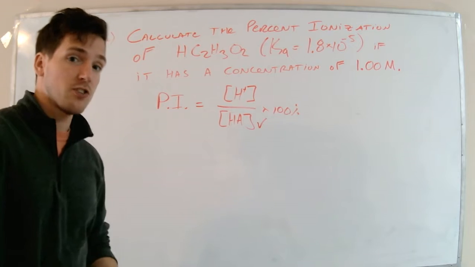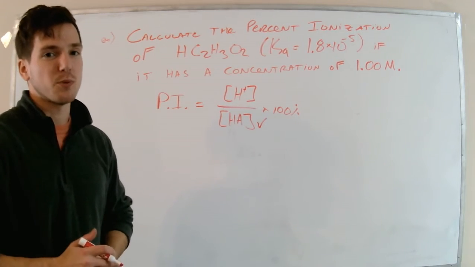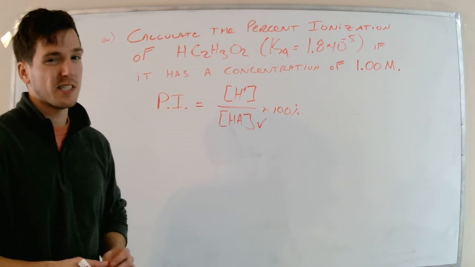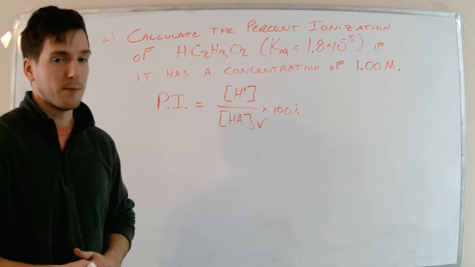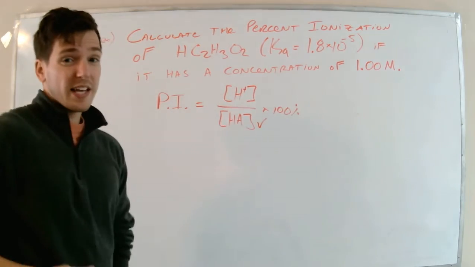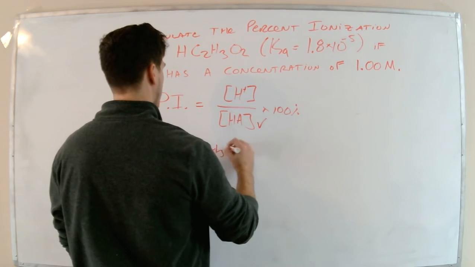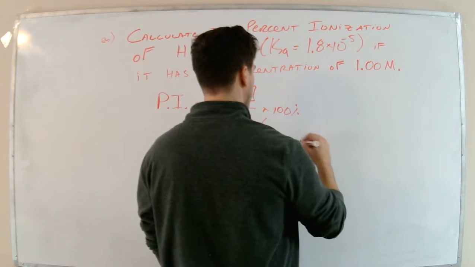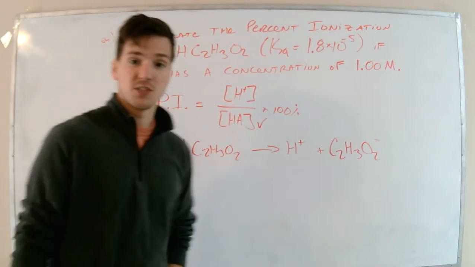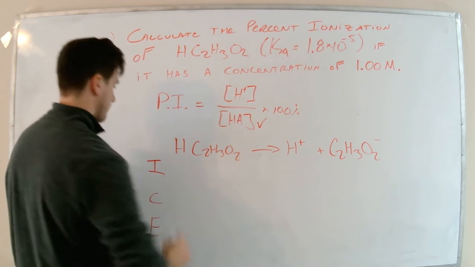If they gave us pH, that would be pretty easy. We could just take 10 to the negative pH, but they didn't give us that. The only thing they gave us was Ka. So if you think about this, whenever you see Ka, we're probably going to need to do some sort of ICE table. So let's go ahead and do an ICE table. Let's break down this acetic acid. HC2H3O2 is going to break down to H plus and acetate, ethanoate, whichever you wish to call it. And then I'm going to put ICE right here down the side.